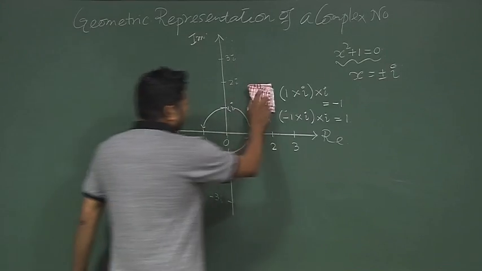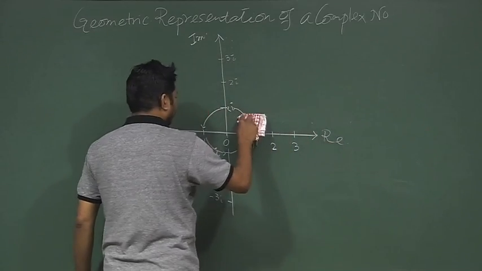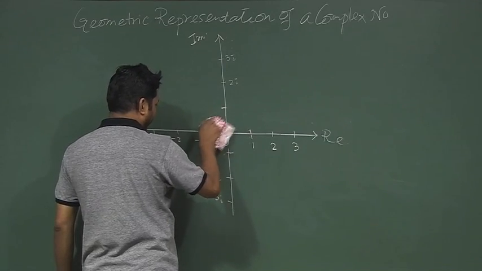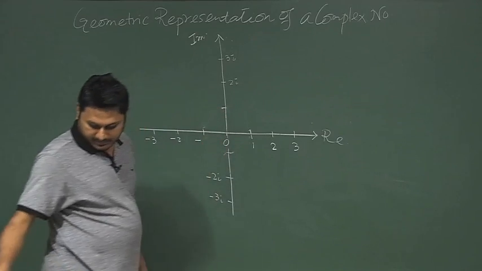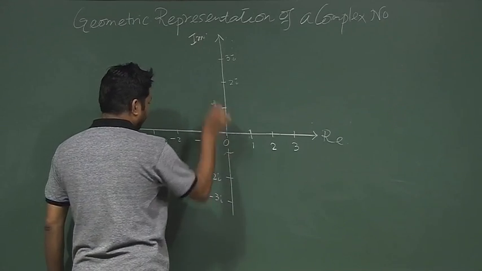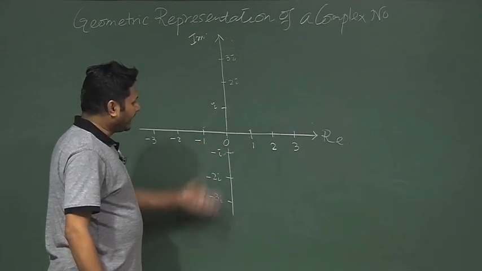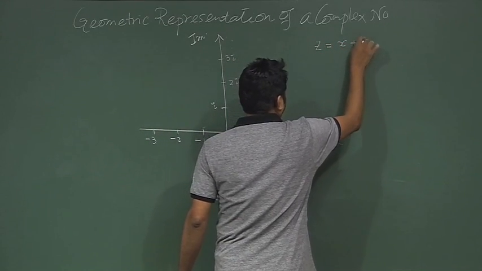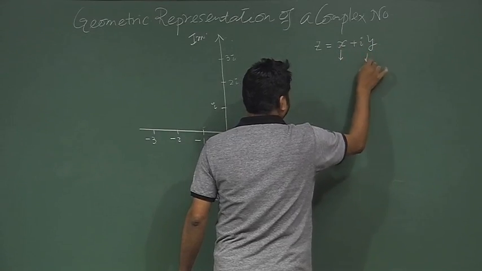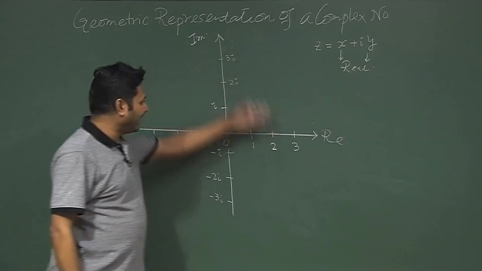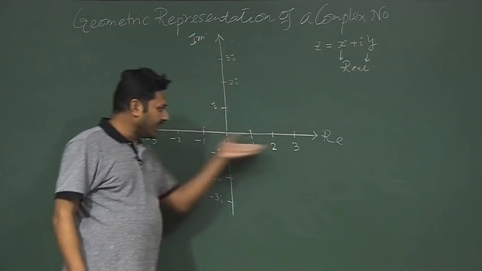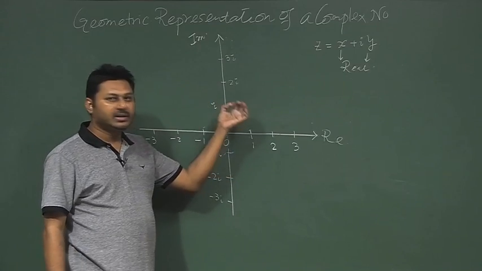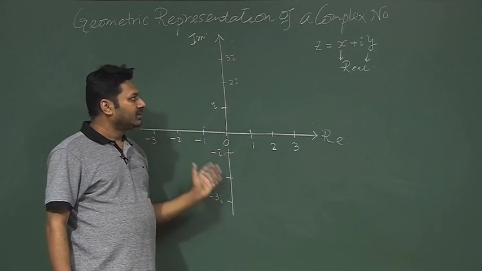So, let me now represent a general complex number, which has a real and imaginary component together. This is i, this is minus i, this is 1. Now any complex number z, which is x plus iy, where x and y both are real, can be placed in this complex plane. This is called the complex plane, with the real axis along x and the imaginary axis along y. The entire plane is the complex plane, and each individual point is a point in the complex plane.